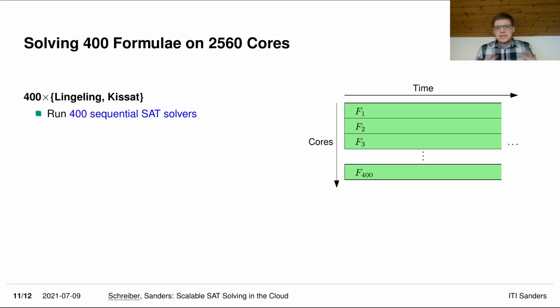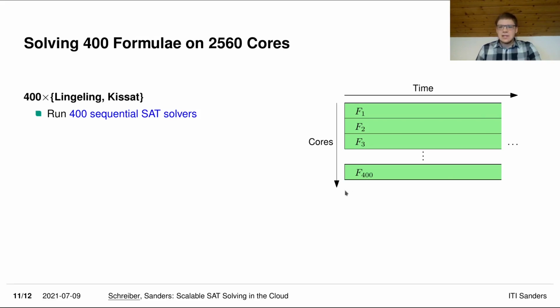So now assume you have all of the 400 formulae of last year's SAT competition, you have the full cluster of 2,500 cores, and you want to resolve as many instances as possible while minimizing the average response times for each of the formulae. What could you do in such a case? Well, first you could just run 400 sequential SAT solvers on 400 formulae at the same time.